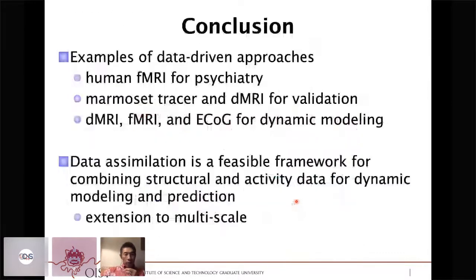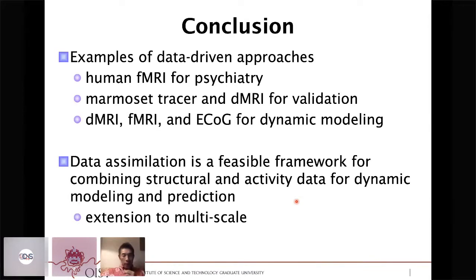Okay, so let me conclude. I showed some examples of data-driven approach, like human MRI data for psychiatry, and also the optimization and validation of the fiber tracking algorithm using tracer and MRI data, and also combining the structural and the functional data for understanding the underlying brain dynamics. So I think data simulation, which has been shown to scale well in other fields like meteorology, might be a very good framework for combining high dimension experimental data from the brain.